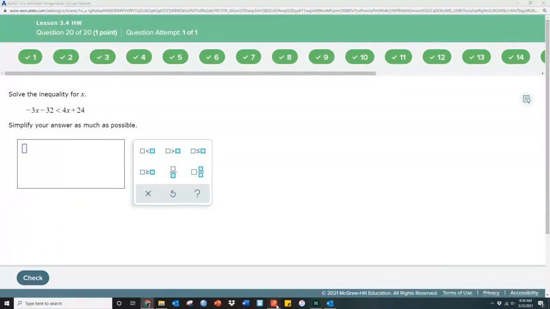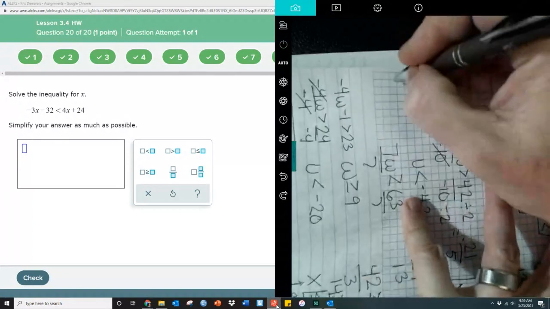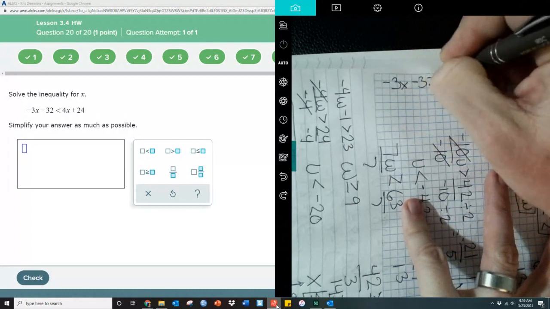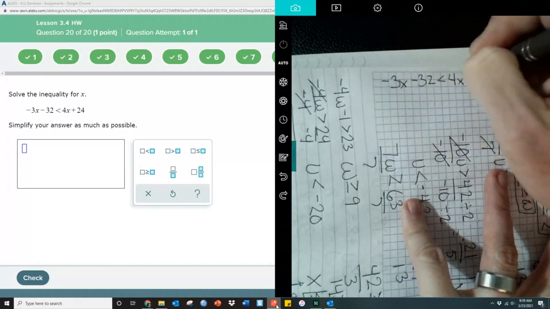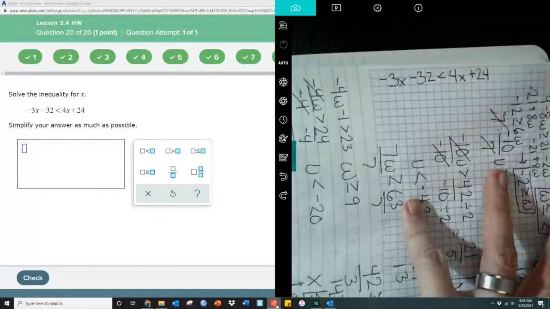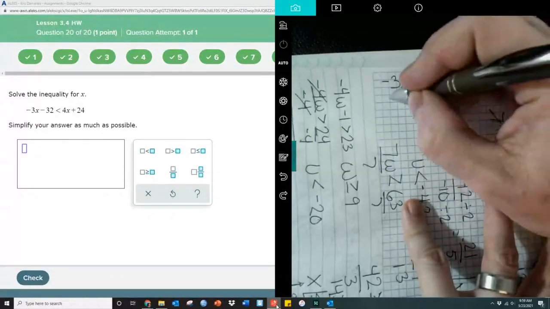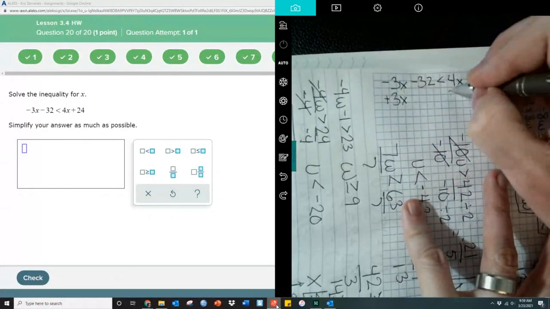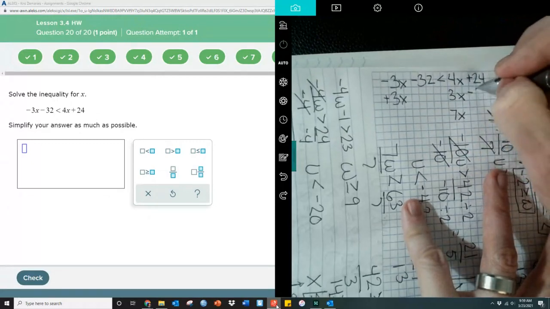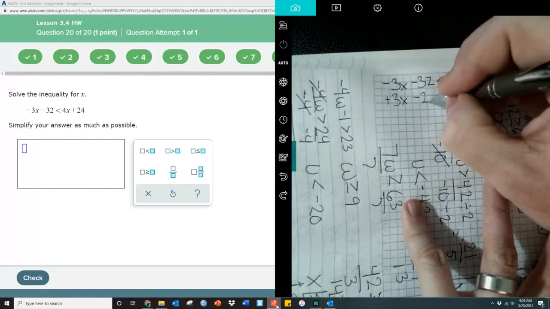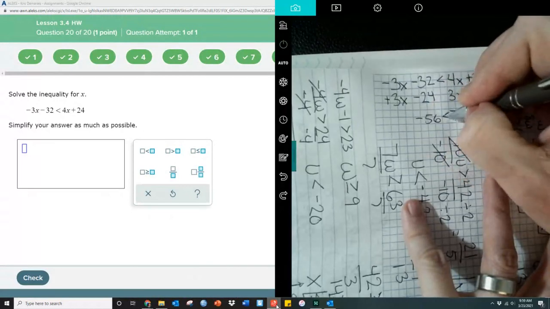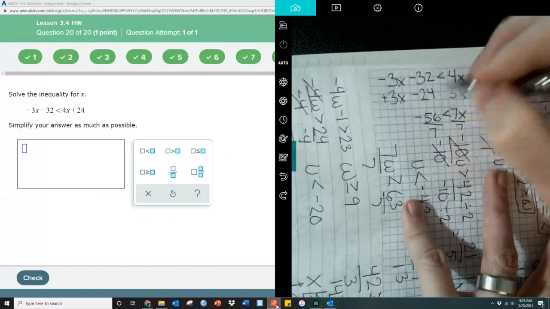All right, and here comes the last one. Now, the thing is, again, I like to keep my leading coefficient to the variable positive, so that's why I'm going to add 3x to both sides. And that's why I'm going to get 7x. And simultaneously, I'm going to subtract 24 from both sides. And I'm going to get 56. Dividing both sides by 7, I'm going to get negative 8.